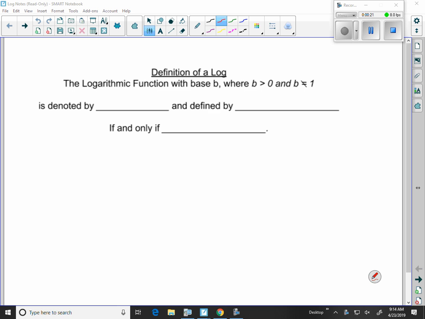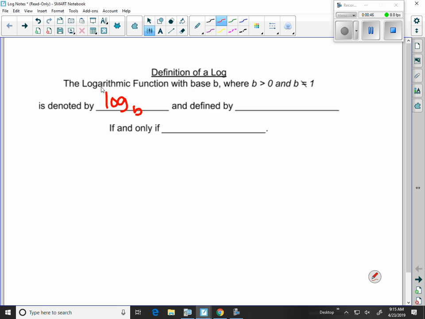So the log function has a base of b, where b has to be greater than 0, meaning b has to be a positive number. You can't have a negative base. And it also cannot be a base of 1. So the base of the log could be anything that's positive and not 1. And it's noted by this. So this is how we write that. Okay, log base b.